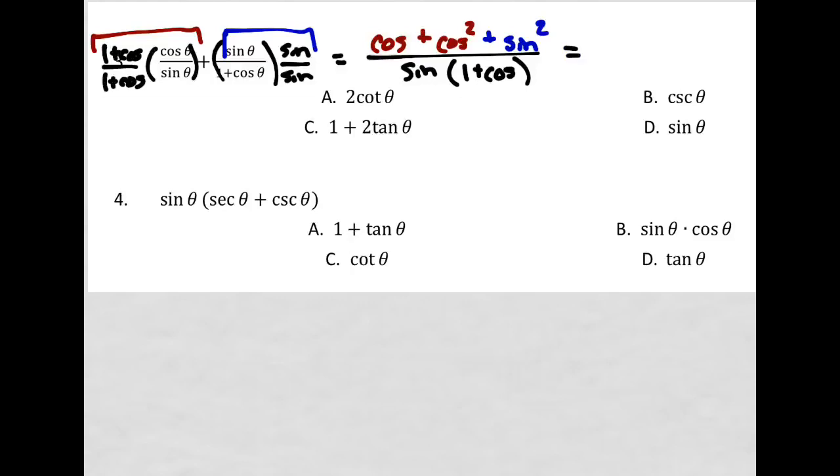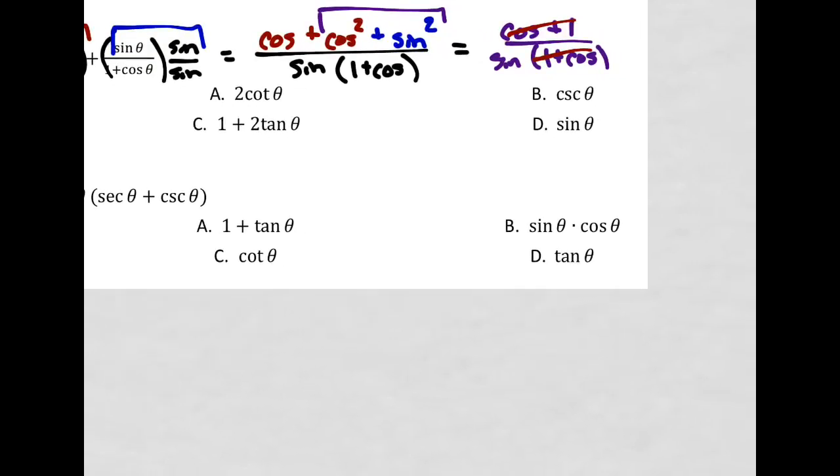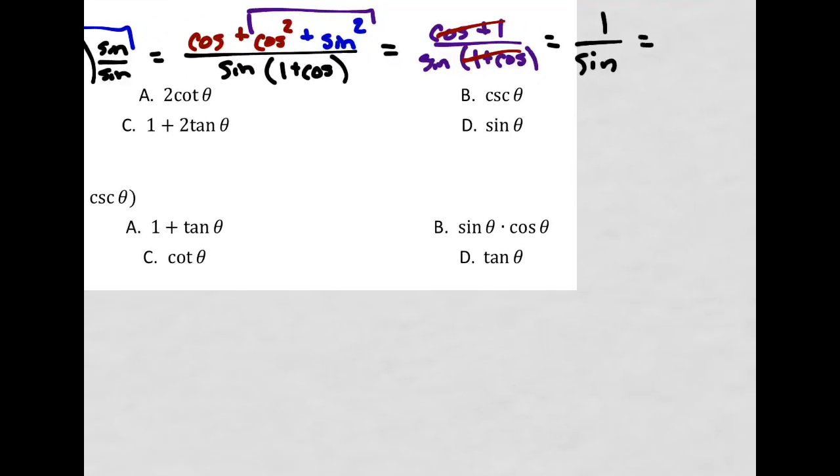And so the next piece, recognize that cosine squared plus sine squared is 1. So that gives me a cosine plus 1 in my numerator. My denominator is still the sine times 1 plus cosine theta. And so notice that 1 plus cosine theta on bottom, 1 plus cosine theta on top, those two cancel out, and all that's left over is the sine on the bottom, and 1 over sine is cosecant.